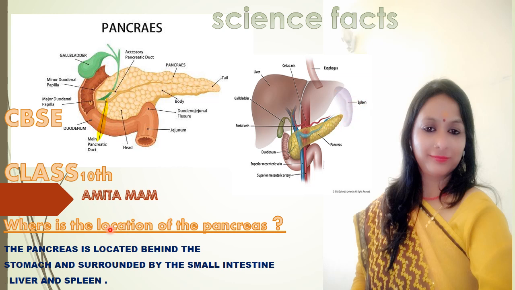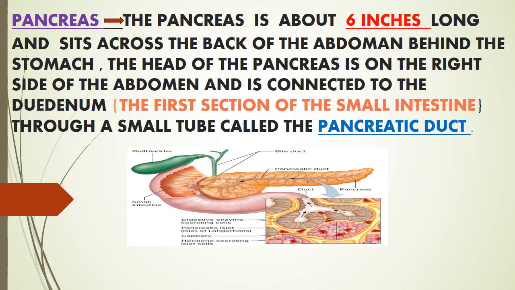So for this question, where is the location of the pancreas, you can speak with me: the pancreas is located behind the stomach and surrounded by the small intestine, liver and spleen. Here we can see the small intestine, duodenum. Now we will come to the next slide.